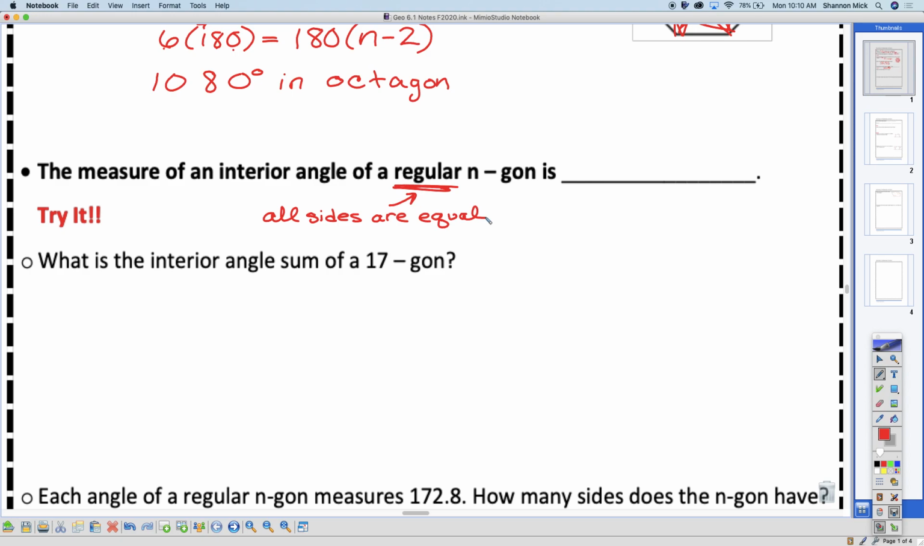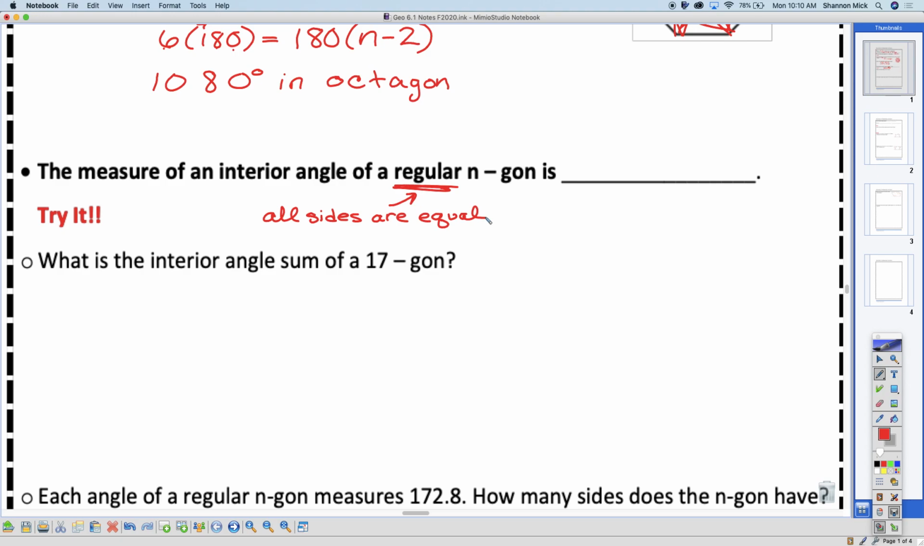Okay, regular means all sides are equal, and I want to point that out because I told you there's 1,080 degrees total in an octagon, any octagon, yes? But some angles could be obtuse, some could be different. Well, they're all going to be obtuse, but they could have different sizes, yes? But if they're regular, all sides are equal, are all those angles going to be the same then? Yes. So there's a difference in what we're looking at. Are we gonna do the whole package? Yes, we are.